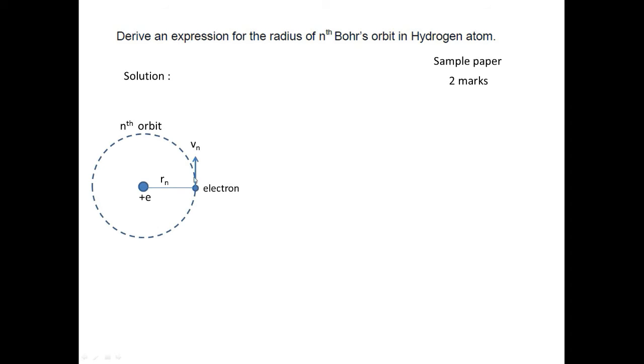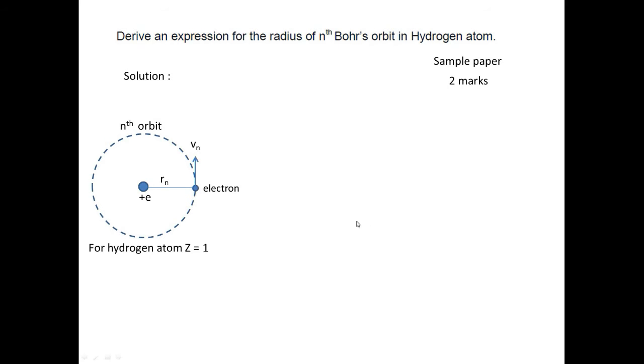So this is a diagram. This represents the nth orbit. Other orbits are not shown. This is a nucleus containing one proton. This is an electron in the orbit. The radius of the nth orbit is r subscript n. Velocity v subscript n of this electron.